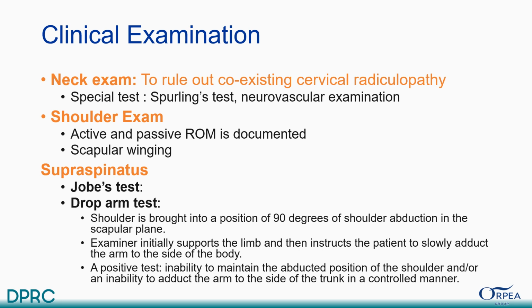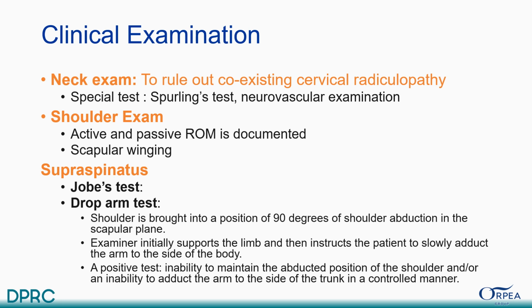Then you proceed to the shoulder examination. Start with active and passive range of movement. Then look for scapular dyskinesis and scapular winging. Then you have to go for the specific tests for the rotator cuff. To start with, you start with supraspinatus, the most common one. You have to do a Jobe's test. There are so many named tests around the shoulder. I'm not going into detail for all these tests because the sensitivity and specificity of these tests is controversial as well as low.